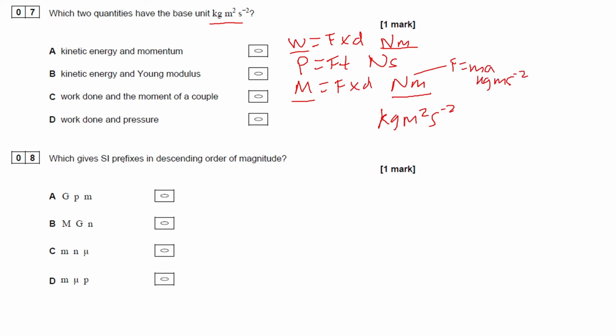Question 8 is asking us to give us the order of prefixes from descending order of magnitude, so going from largest to smallest. So looking at these options, we see that this one is not correct because pico is smaller than the milli. Neither is this, because giga is bigger than mega. This one's not correct because nano is smaller than micro, which leaves this as the only option that's correct. I forgot to select this one here, so C for question 7 and D for question 8.